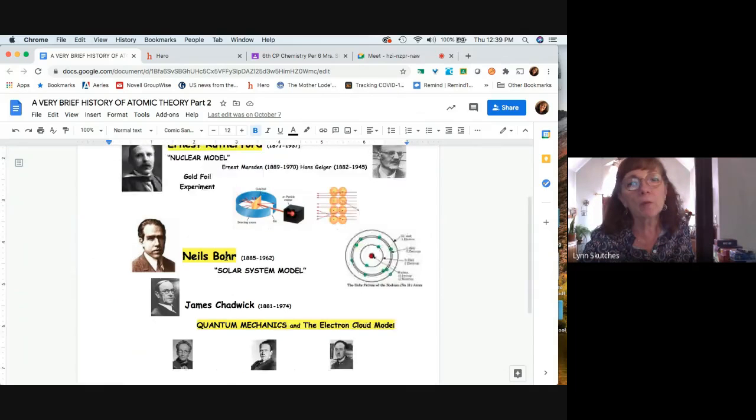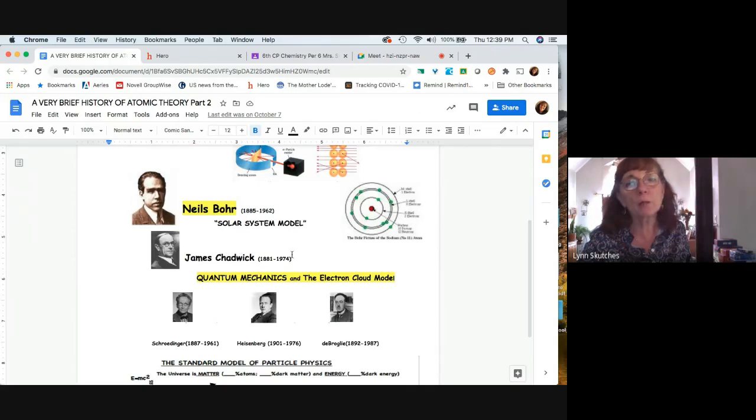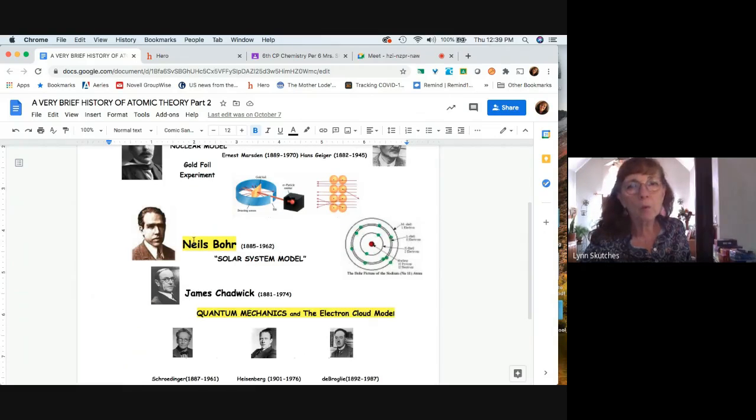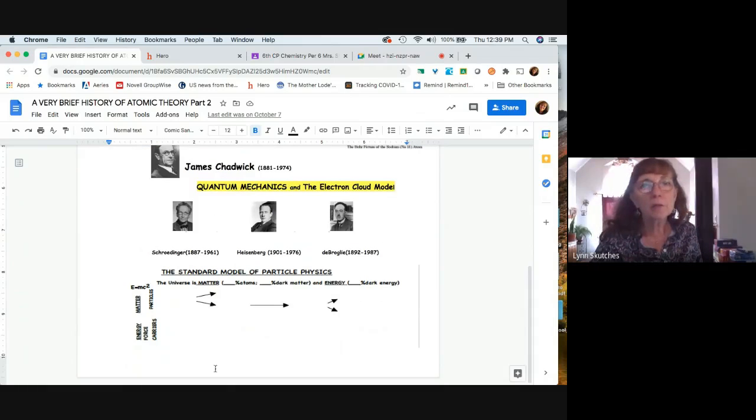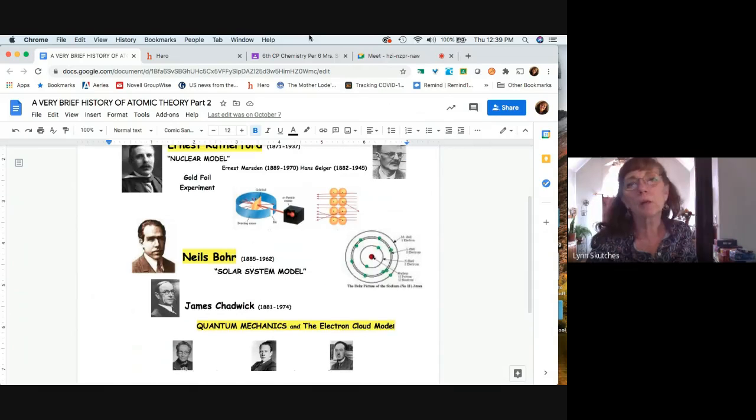So I'm going to mention Niels Bohr. James Chadwick in 1932 is credited with discovering the neutron, and then Bohr and these three gentlemen are the people we're going to focus on today. I'm not going to go into the standard model this year. I will show you an image of it. You can look it up if you're interested. We'll talk about that in the PowerPoint.